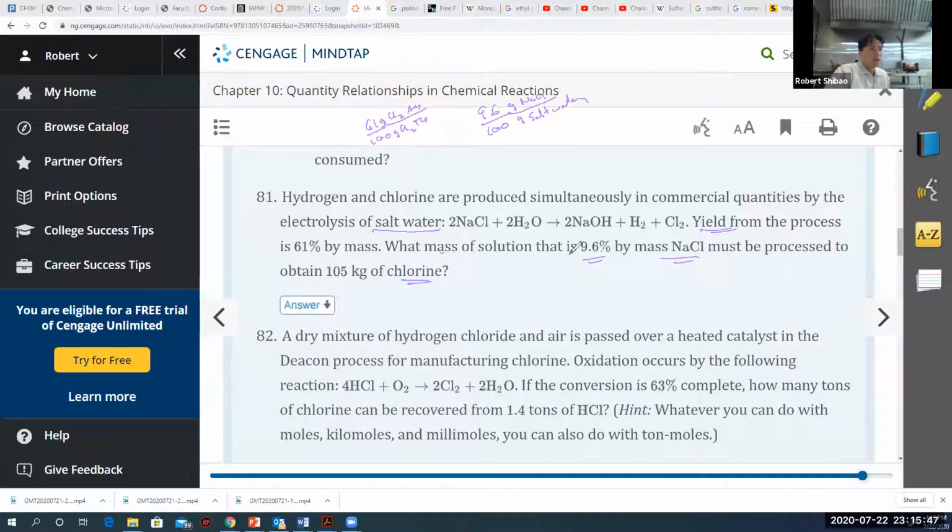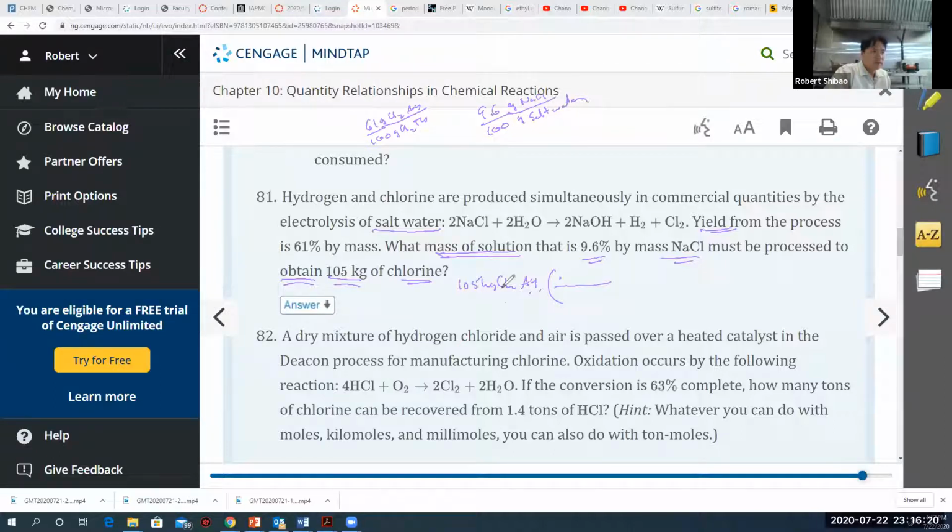And so they're asking what mass of salt water, what mass of solution. And so we're after the mass of solution to process 105 kilograms of chlorine. So I would go 105 kilograms of chlorine. This is pure chlorine. We want to obtain this. And so this has got to be the actual yield, not the theoretical yield, but the actual amount we get, 105 kilograms of actual yield. And then, oh, here it's actual yield here. We have to flip this upside down.